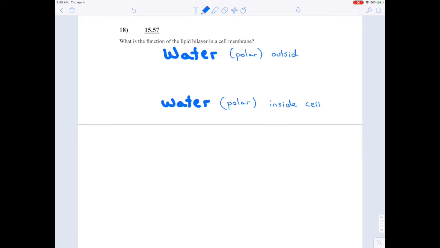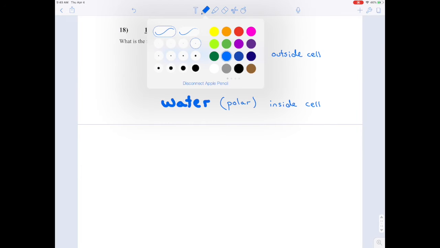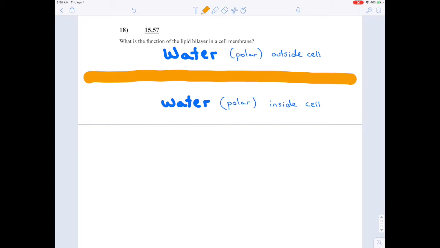Outside of the cell. So polar and polar, like dissolves like, those two would mix, and the cell would not exist. So you need something to go in between them to prevent those two from mixing, and that is the lipid bilayer. Now we'll talk more about what they mean in terms of the structure by bilayer in question 19. But for question 18, they just want to know what that lipid bilayer is doing.